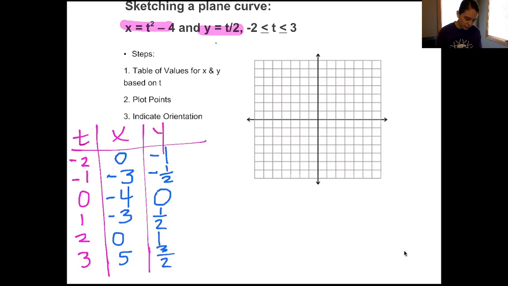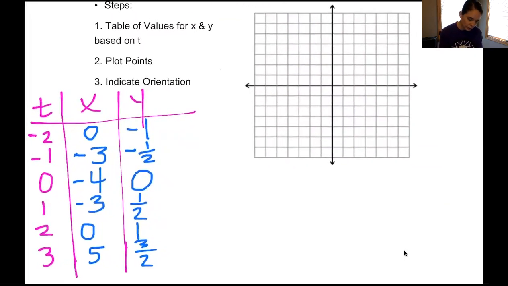Okay, so here are the rest of my coordinates. And what we're going to do is plot these in order as the t's progress from smallest to biggest. Okay, so when t equals -2, we have the coordinate 0, -1. Then we move to the coordinate -3, -1/2. Well, it's not going to be perfect. There we go. Then we progress to -4, 0. Then we have -3, 1/2. Then we have 0, 1. Then we have 5, 3/2. Yeah, that's a little better.